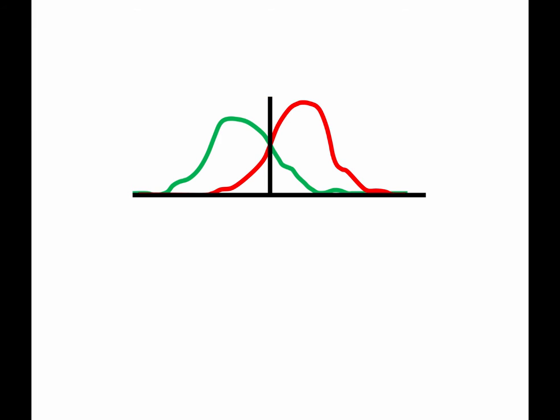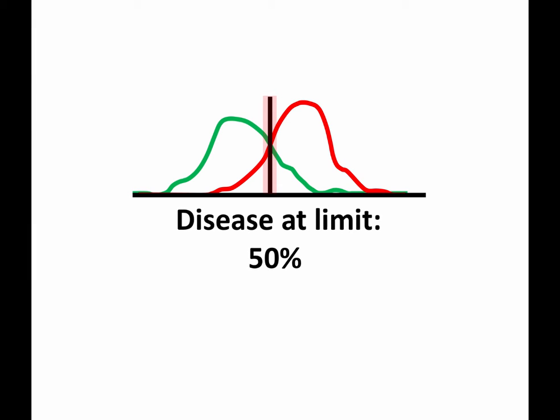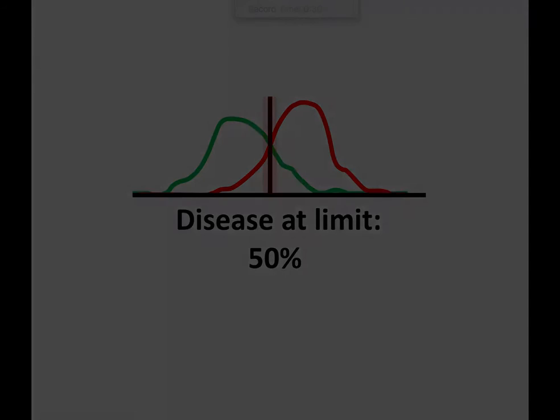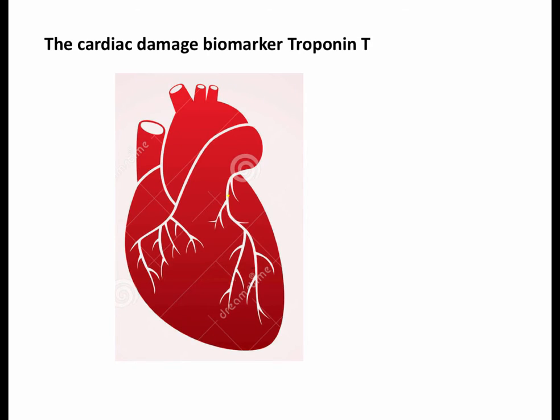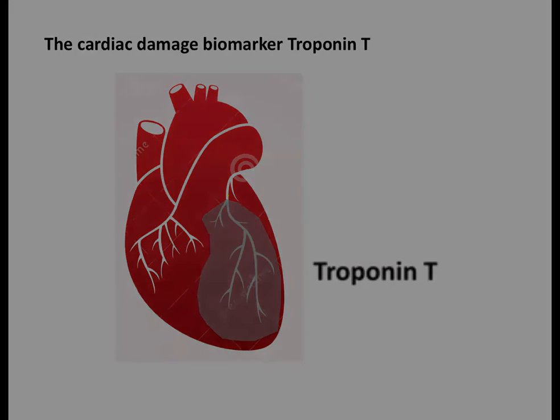As in this case, where the probability of disease is 80% above the biomarker level, but only 50% at the biomarker level. The cardiac-specific biomarker troponin T is released in response to cardiac damage and can be measured in patient blood following myocardial infarction. Unfortunately, most of us have a low but measurable level of troponin T due to non-specific leakage from the heart. Clinical judgment is therefore required.